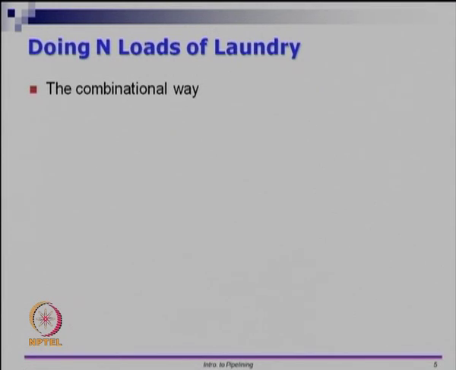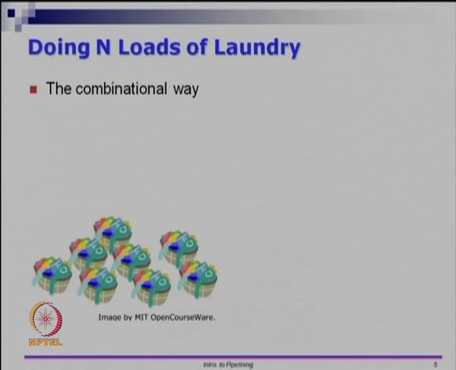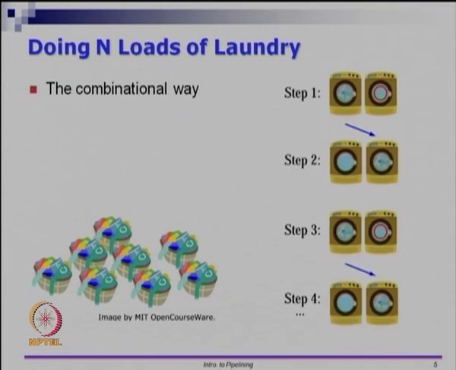So, I have some number n, and if you want to do it in what is called the combinational way or the non-smart way of doing it, I have so many clothes, and in step 1 I will take one of these laundry baskets, wash it, that will take 30 minutes, then I will take those clothes which are washed, put them in the dryer, that will take 60 minutes. So, in 90 minutes one load is done.